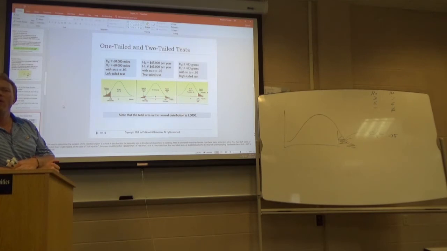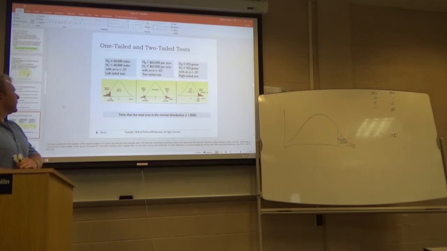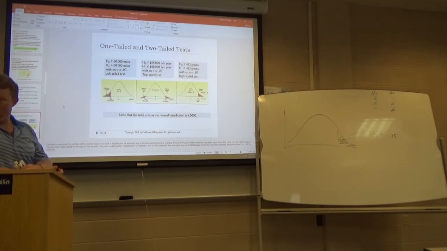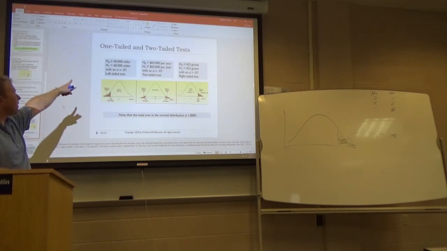The problem would read something like this. The Michelin Overland Explorer tire lasts at least 60,000 miles. So what does that mean? At least 60,000 miles. 60,000 or more miles. 60,000 miles or more, right? So greater than or equal to 60,000, isn't it? So that would be my null hypothesis. That's my hypothesis statement. It'd be written like that.